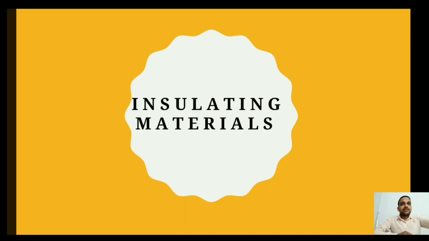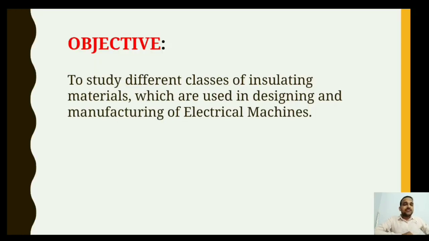So now let us see what insulating materials there are. Our objective is to study different classes of insulating materials which are used in designing and manufacturing of electrical machines. Once we finish this lecture, you will be able to understand the several kinds of insulating materials which depend on their permissible temperature rise value, or we can say the limiting value, the threshold value. So this will be our objective of today's lecture. Here, permissible means allowing the temperature to rise to a certain specified limit. Above that limit the insulating material gets burned and damaged.